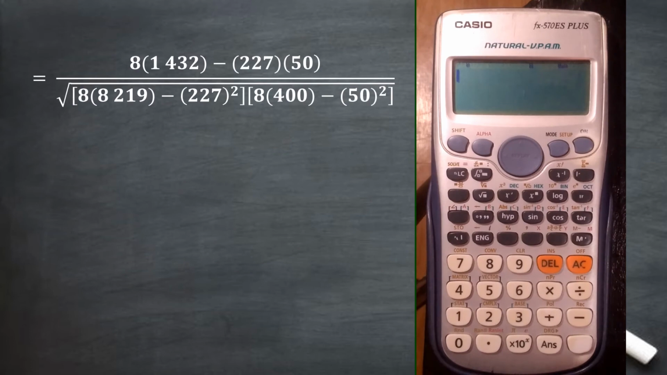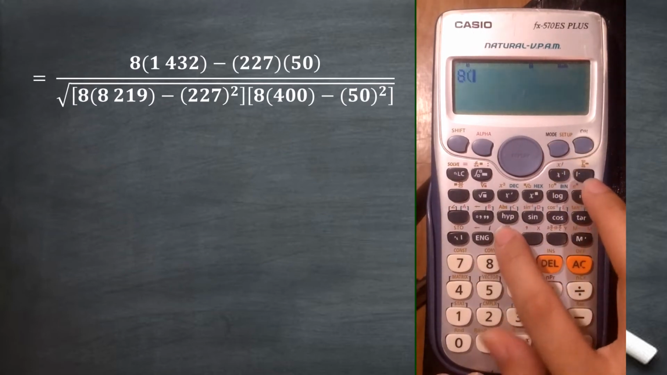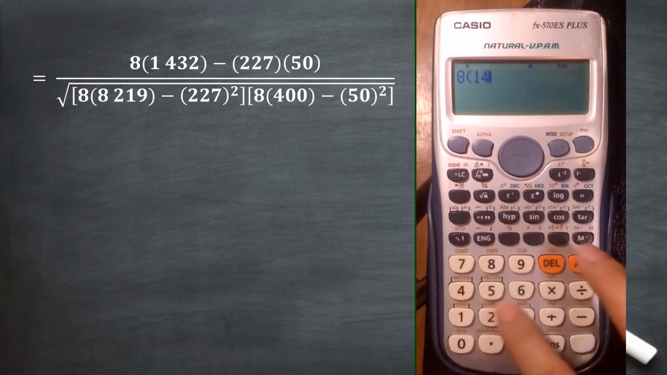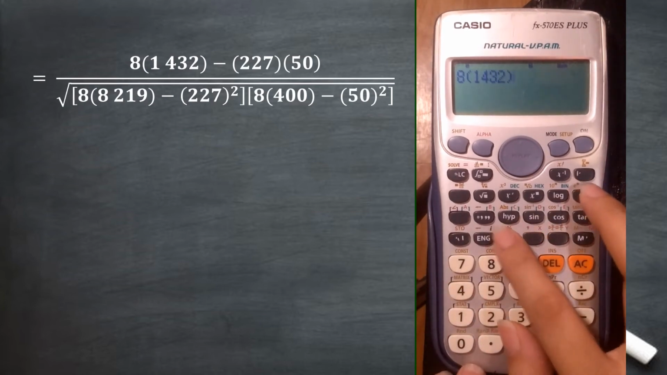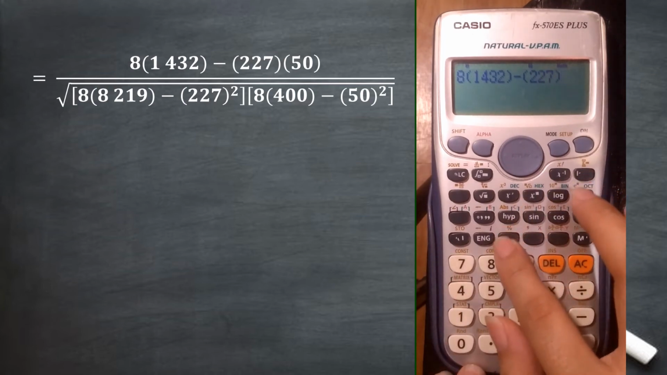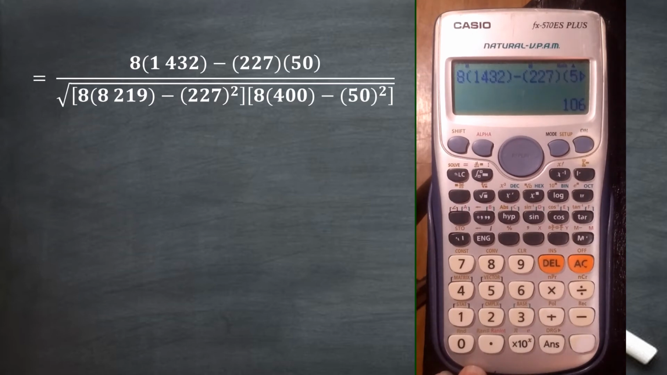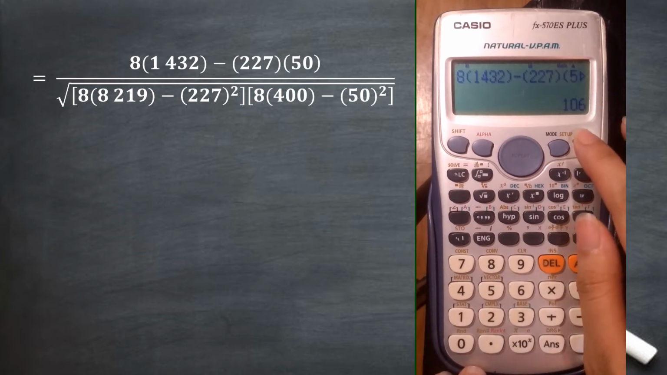Solving for the R computed, let's solve for the numerator first. We have 8 open, 1432 close, minus open 227 close, open 50 close, equal sign. That's the value for your numerator.